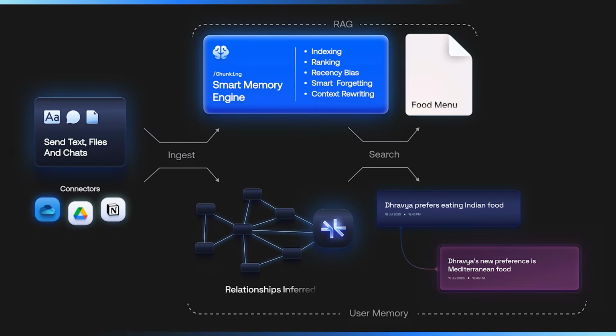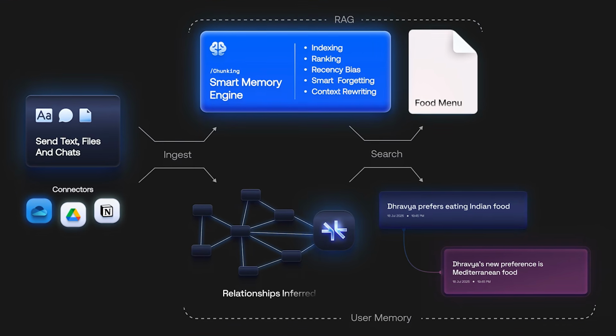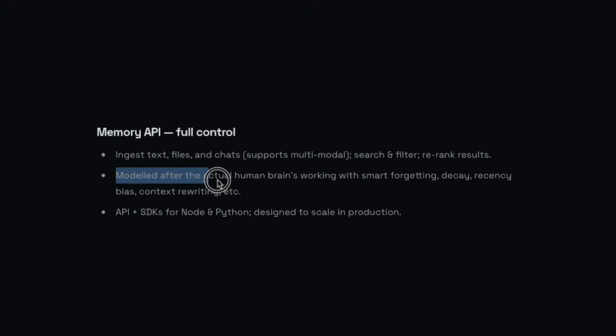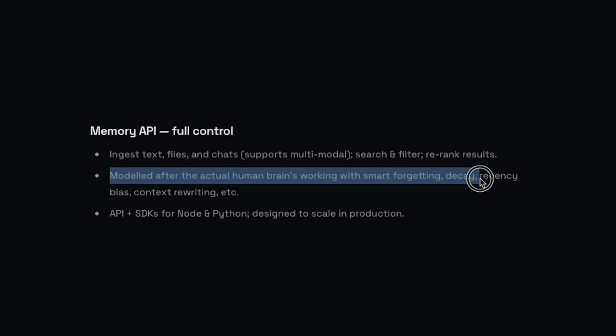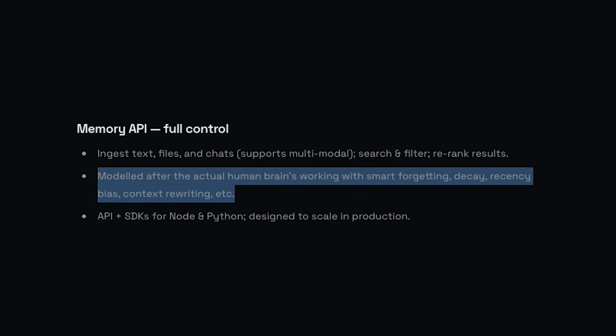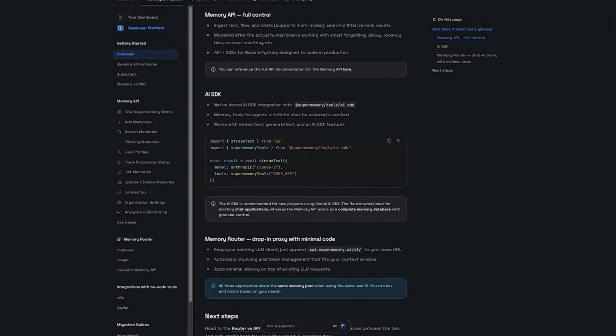This means your model doesn't have to carry all that prior context in the prompt. Instead, Supermemory handles its retrieval, ranking, and relevance. They have also modeled it to behave like an actual human brain would, with smart forgetting, decay, recency bias, and context rewriting.